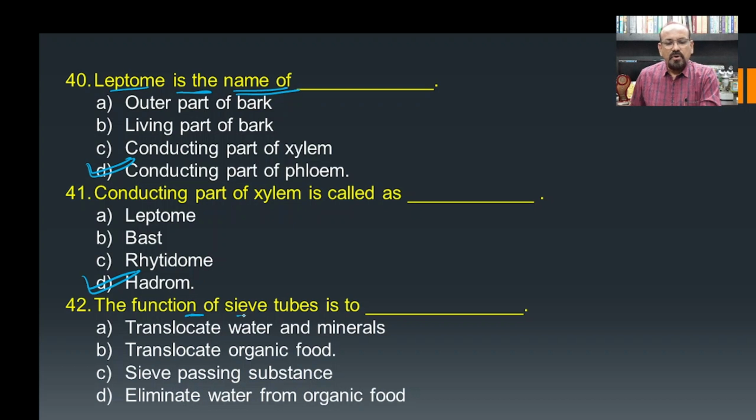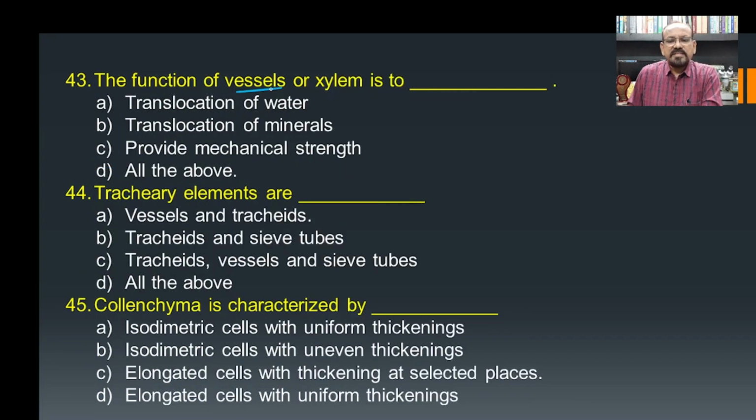The function of the sieve tubes is to? The sieve tube is involved in the translocation of organic food material. After photosynthesis, the food material is loaded in the phloem, and through the sieve tube it is transported to the sink, or where there is need of the food material, and hence translocating organic food becomes the answer for this question.